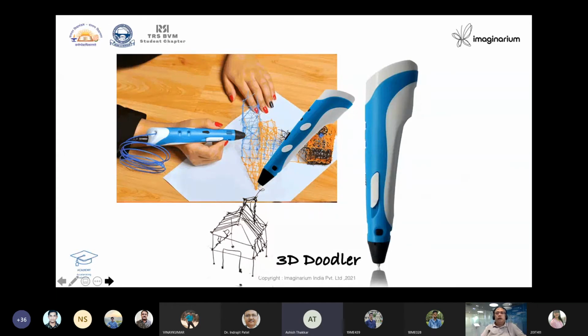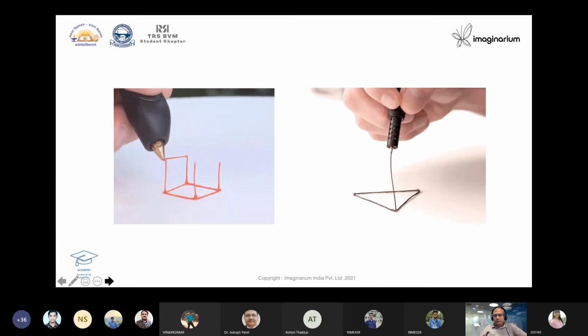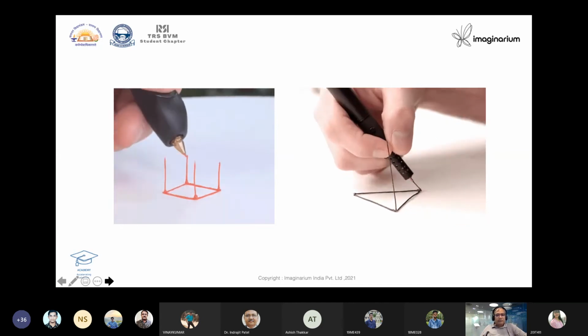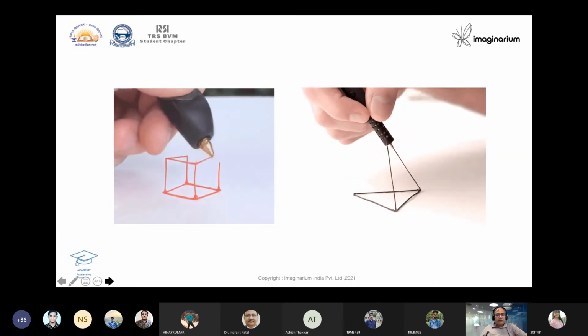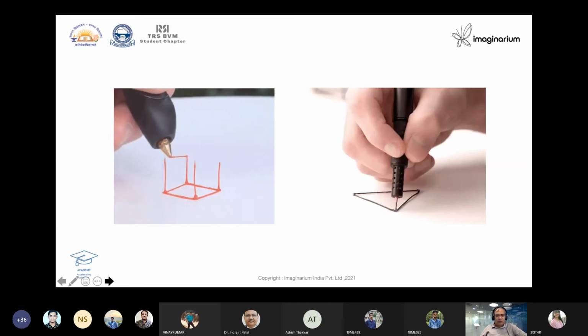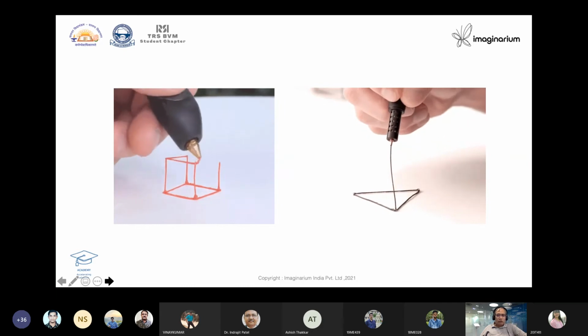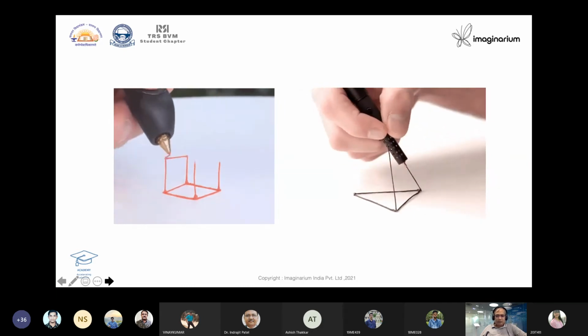Wonderful. Thank you. So you can see here how a 3D doodler will work. It works like this, and you can see the hand is moving it. No design data moving it. There is no slicer or anything here. There's no layer by layer here.